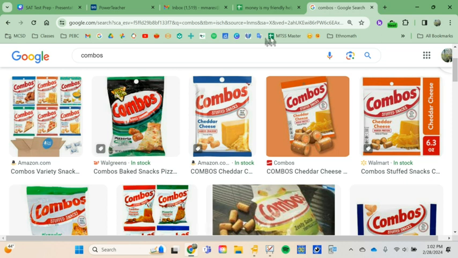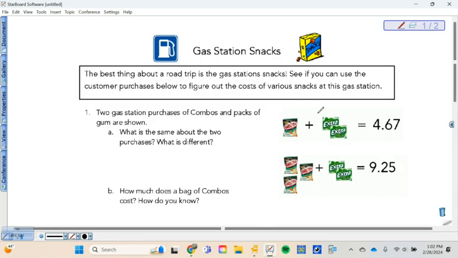Okay, so you guys gotta figure out, look at these two purchases here. What is the same about the two purchases? And what is different about the two purchases? And then can you figure out what the cost of a bag of combos is? And can you figure out what the cost of a pack of gum is? So start here. What's same? What's different? Write it on your paper. I'm coming around to check in a second.